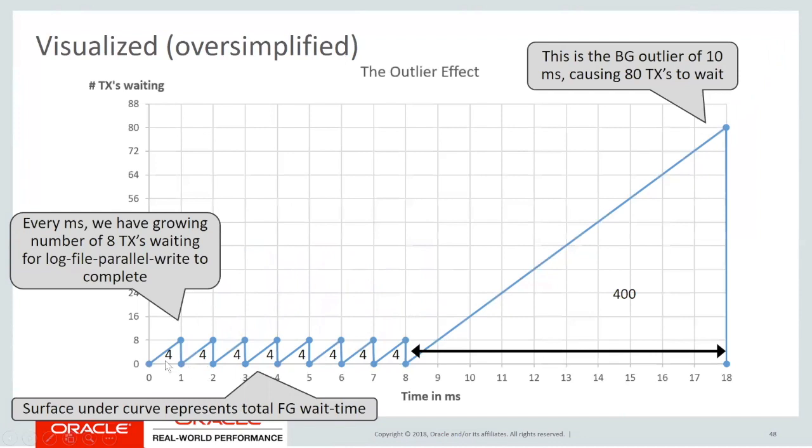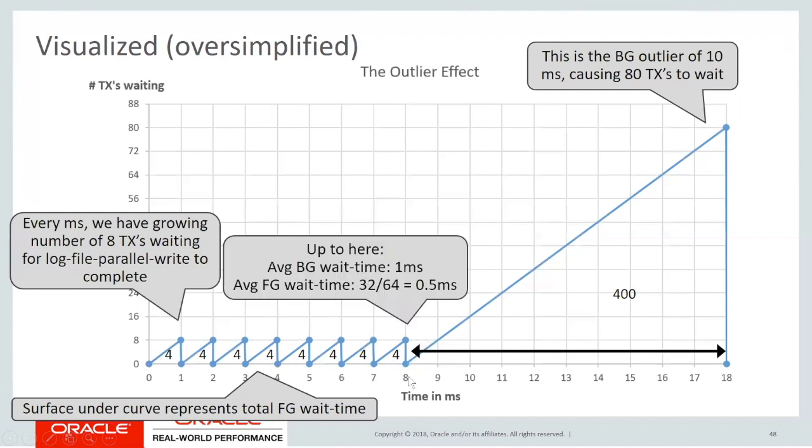Now the area under the curve represents the foreground wait time. If I have 8 transactions building up, arriving uniformly in this millisecond, those 8 foregrounds will have waited 4 milliseconds. And I have 4 milliseconds going on here, and I have 400 milliseconds going on here.